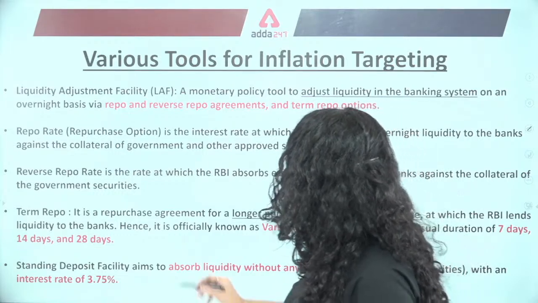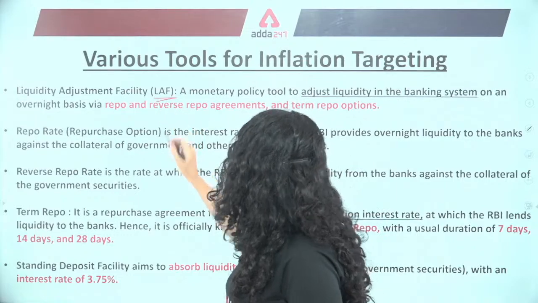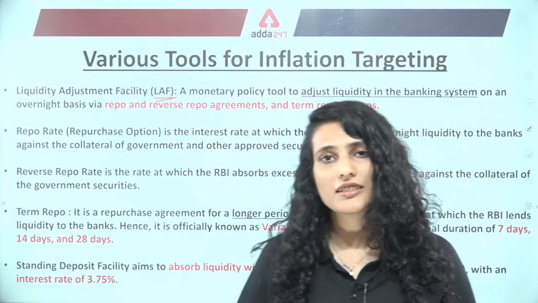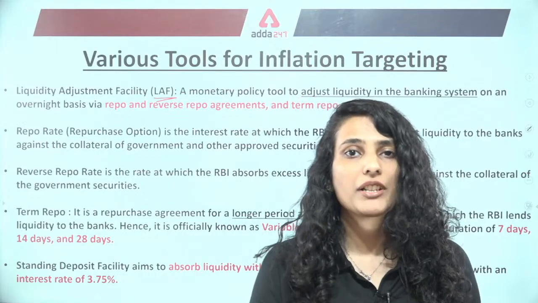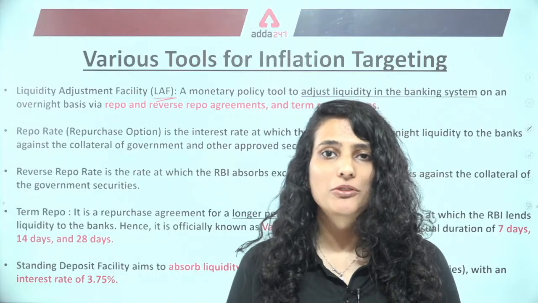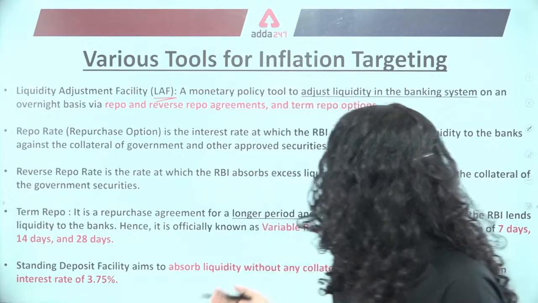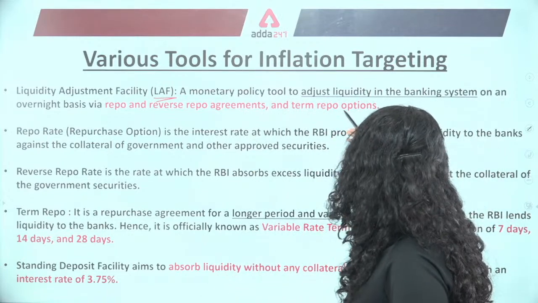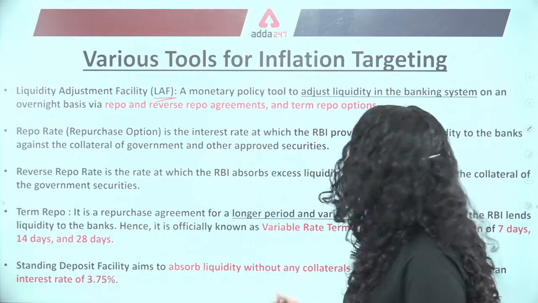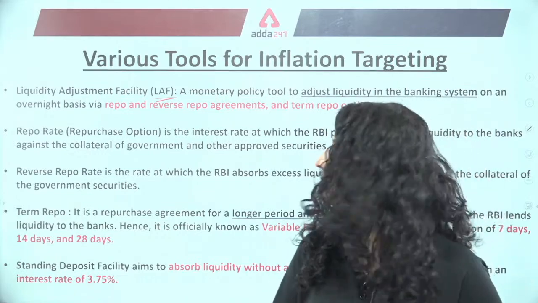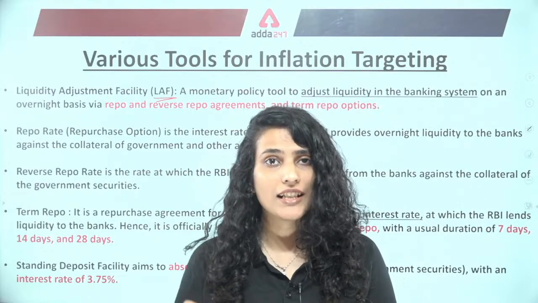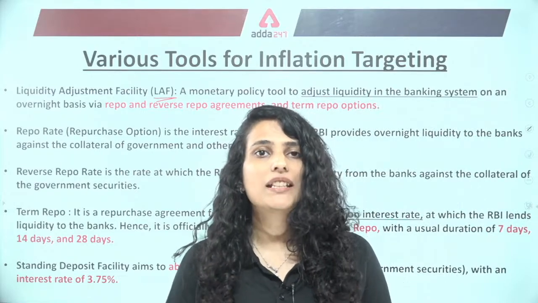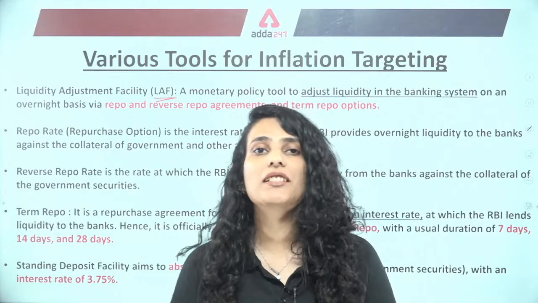वेरियस टूल्स क्या होता है? लिक्विडिटी एडजस्टमेंट फैसिलिटी, एक मॉनेटरी पॉलिसी टूल जिसमें रेपो रेट, रिवर्स रेपो रेट एंड टर्म रेपो रेट, ये तीनों उसमें इंक्लूडेड होते हैं. Okay, so that is what it is all about, adjusting liquidity in the banking system. रेपो रेट बेसिकली एक रीपर्चेज अग्रीमेंट होता है. रेपो मीन्स रीपर्चेज ऑप्शन और रीपर्चेज अग्रीमेंट.